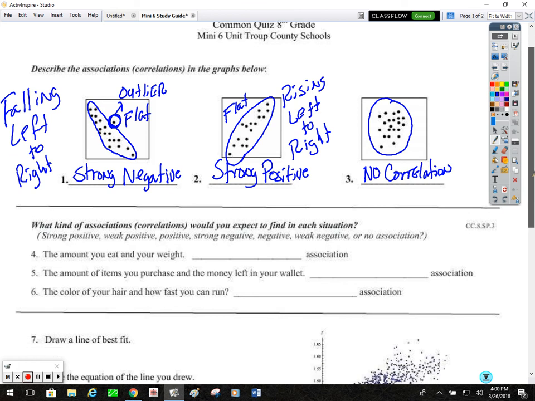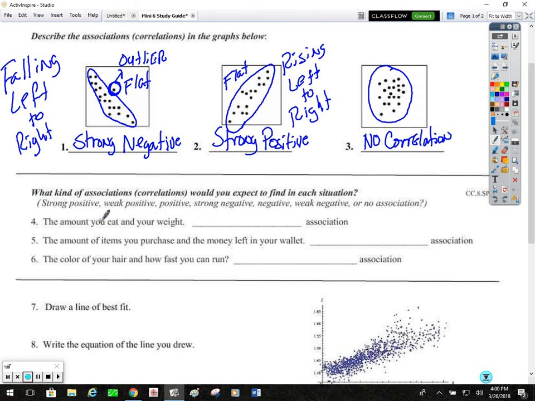Okay, so let's look at this now. I don't have anything here. We're just going to go off intuition. The amount you eat and your weight. Generally, what we're saying is, does the amount you eat affect your weight? Generally, as it does, it is a positive association, because as x goes up, these are your two categories, x and y, x is going to increase, y is going to increase. So both of your categories will increase, so that is positive. The amount you purchased and the money left in your wallet.